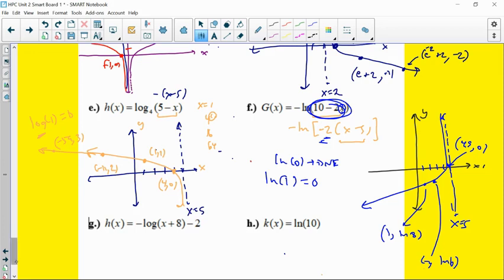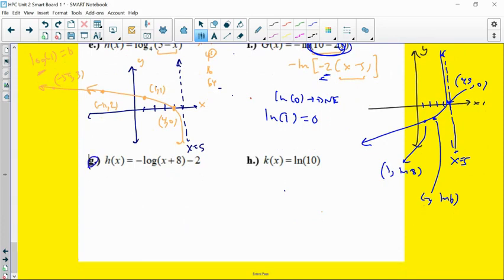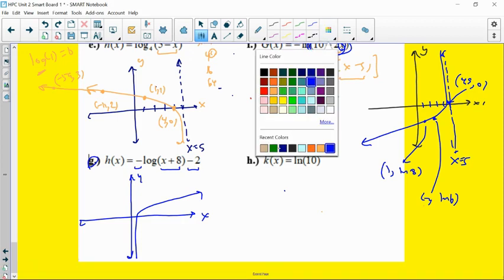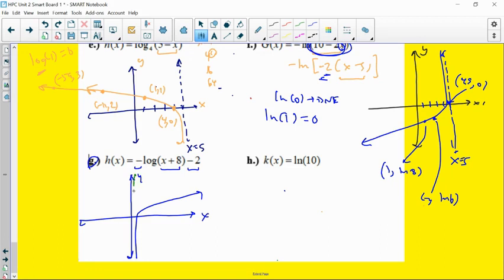Okay, and it looks like maybe we'll do one more here, part G. So I do see a shift to the left 8, I see a shift down 2, and I see a reflection over the x-axis. So I'm going to do that one first. So there's my y-axis, here's my x-axis. Normally, again, logs look something like this, right? So if I reflect that image, the new image is this. So that green one is the image.